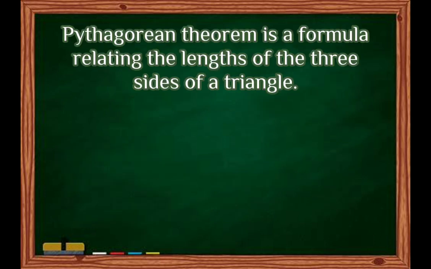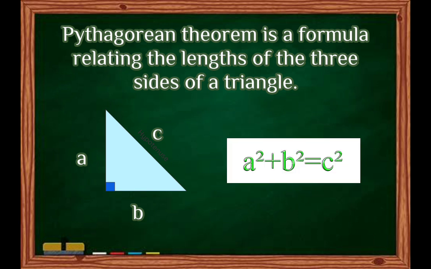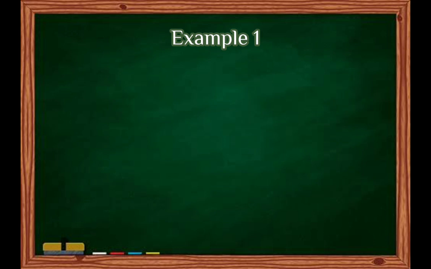The Pythagorean theorem is a formula relating the lengths of the three sides of a triangle. Now, let us consider the legs of this right triangle as lengths a and b, and the hypotenuse as length c. Therefore, the formula of the Pythagorean theorem is a squared plus b squared equals c squared. Let us have an example.